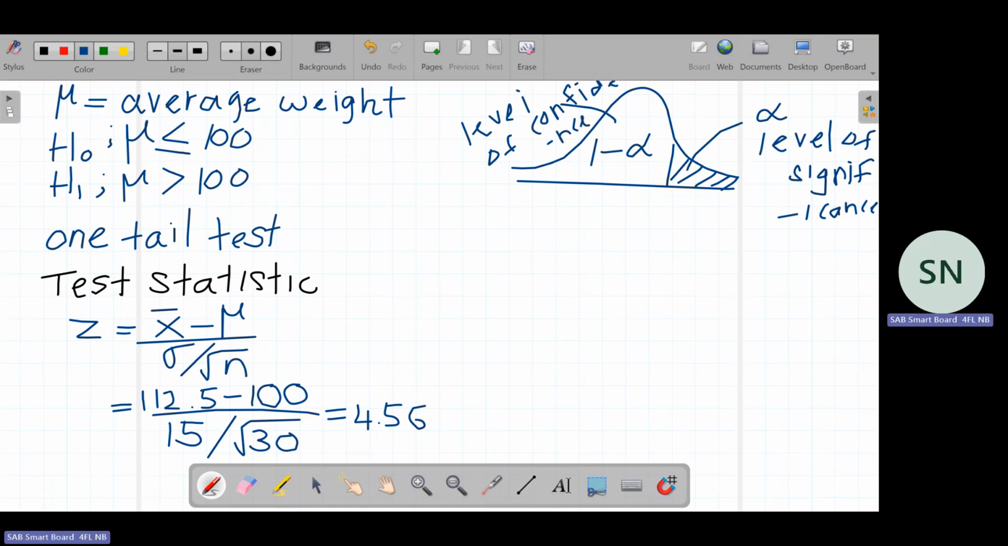Understood? Alpha means level of significance. It means the area of the rejection region. Remaining is 1 minus alpha. This is the region of acceptance. We call it the level of confidence. Understood? Okay.